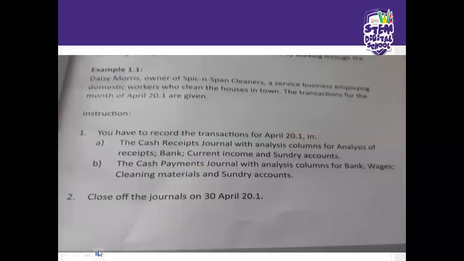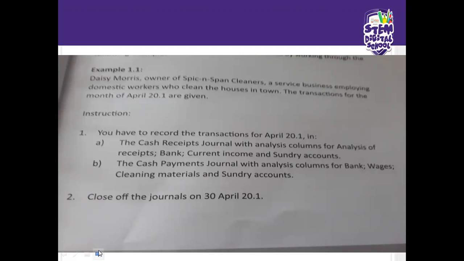Right, now we're starting to get to an activity. This slide and the next slide are just going to indicate to you what we are going to look at, and this exercise is going to be moving over 2 days. So it's saying there, Daisy Morris, owner of Spick a Span Cleaners, a service business employing domestic workers who clean the houses in town. The transactions for the month of April are given. What do they ask you to do? So before we look at the instructions, it's Spick a Span Cleaners. The owner is Daisy Morris. They tell you it is a service business, a service enterprise.